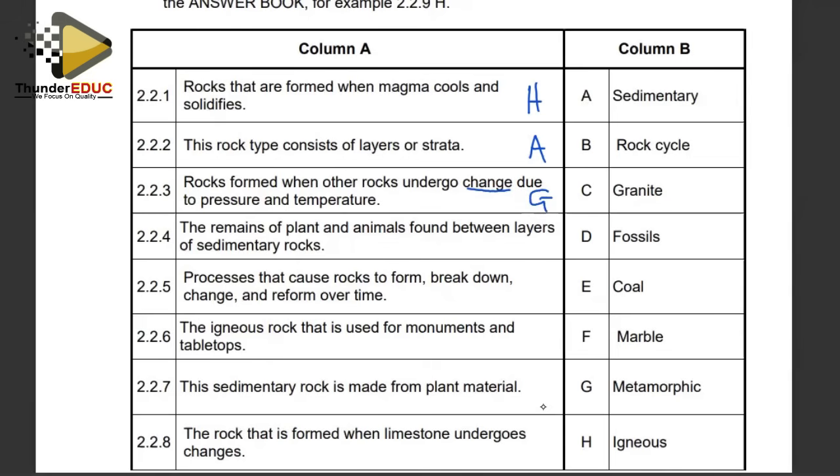Right, we will look at number 2.2.4, the remains of plants and animals found between layers of sedimentary rocks. We are looking at the remains of plants and animals. What kind of things are those? The remains, those are what we call fossils.